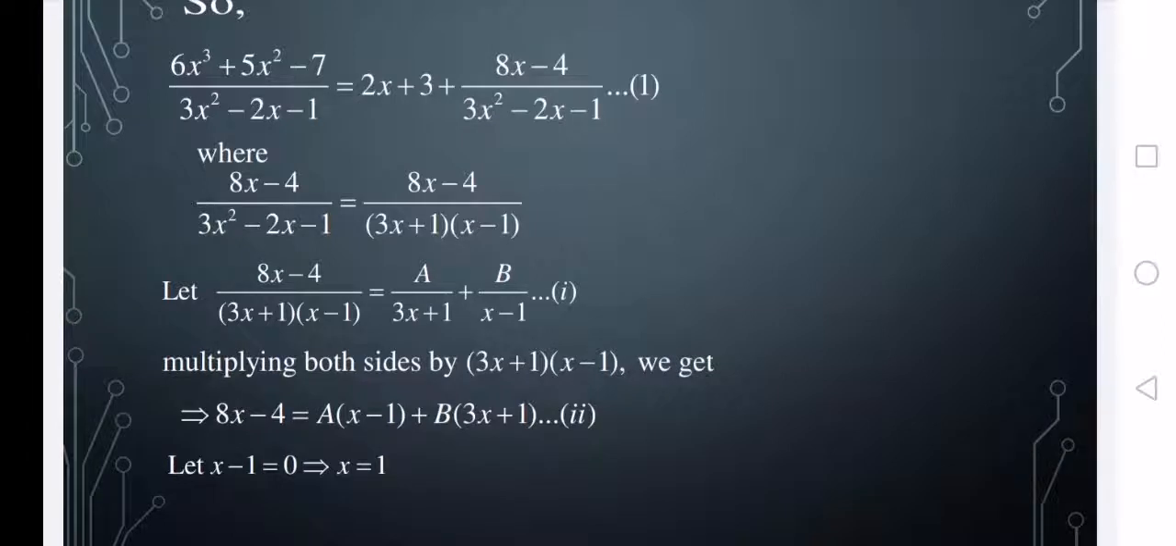The quotient is 2x plus 3, plus Rx by Dx, which means 8x minus 4 divided by 3x square minus 2x minus 1. Now since 2x plus 3 is the polynomial, we will write it in the answer as it is, but along with the polynomial 2x plus 3 we have a proper fraction, and we are going to reduce this proper fraction into its partial fractions.